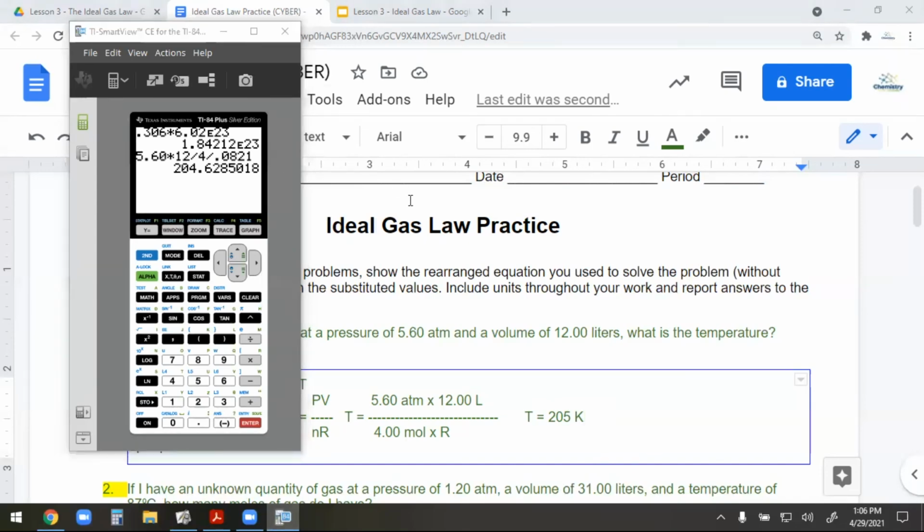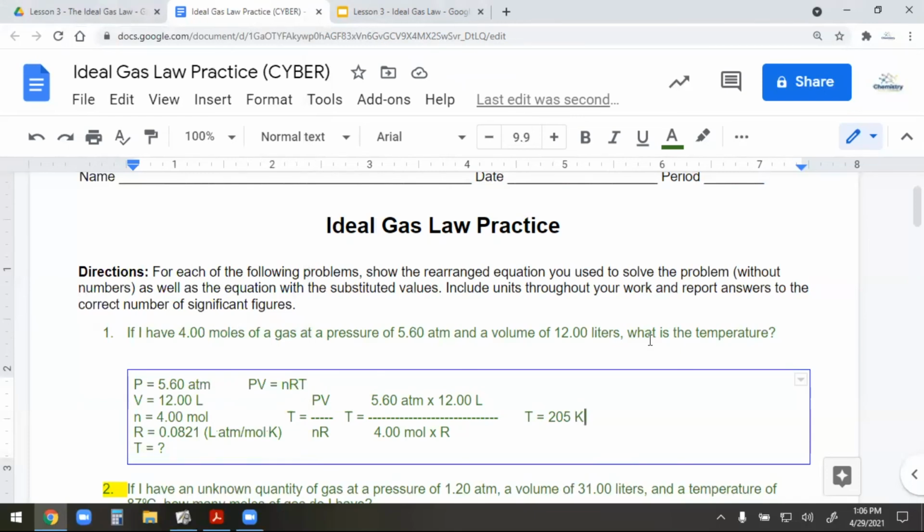Now, as you work through these problems, some of the problems may ask you to do another step. I'll post the answer key in case you have forgotten how to convert to either grams, molecules, or atoms, as some of the problems require.